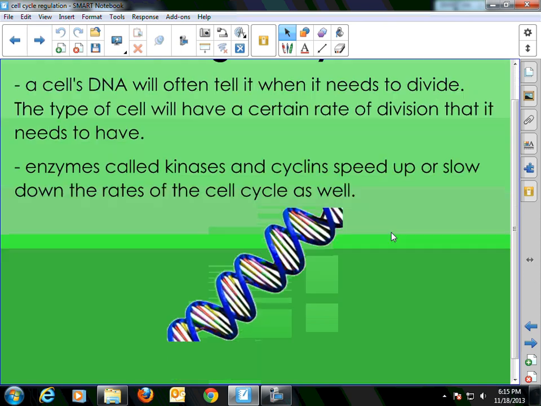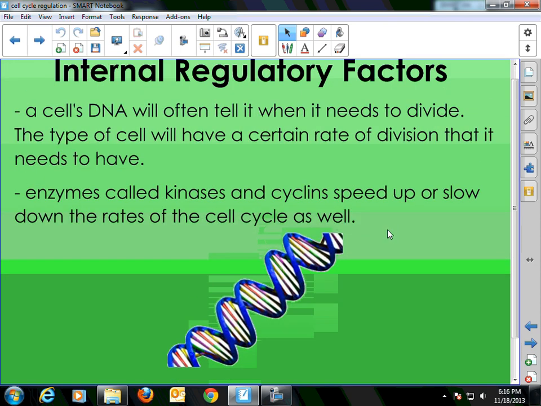There are also internal regulatory factors. Your DNA will tell your cells when they're supposed to divide, how many times they're supposed to divide, and when they're supposed to stop dividing. And depending on which type of cell they are, or where they're located in the body, certain cells will divide more than others. There's also enzymes within the cell itself which will tell the cell whether to speed up the cell cycle or to slow down the cell cycle.